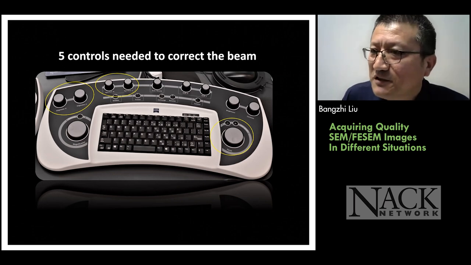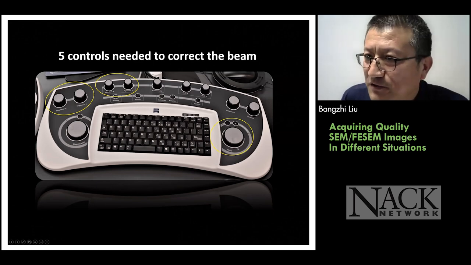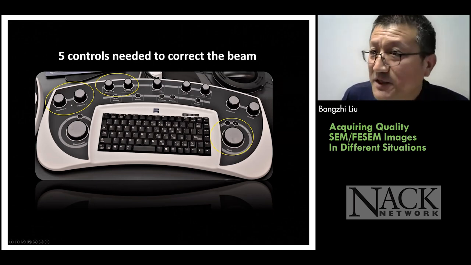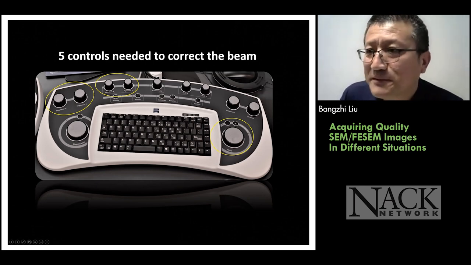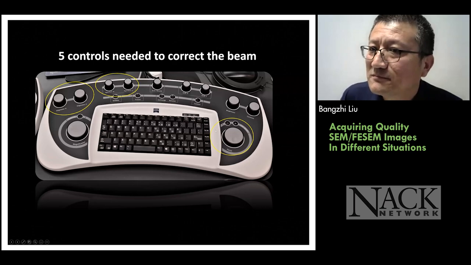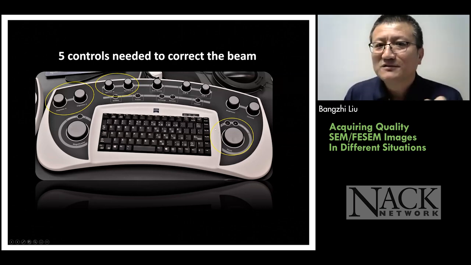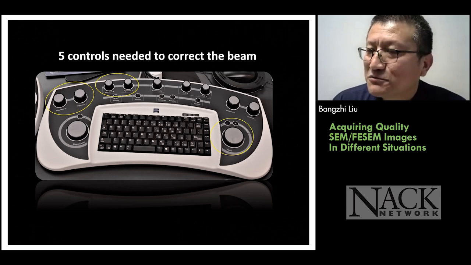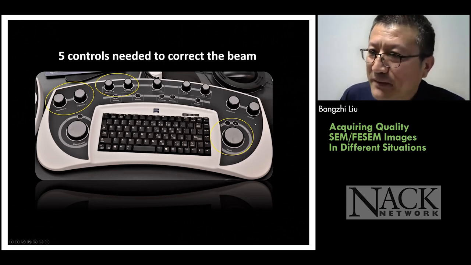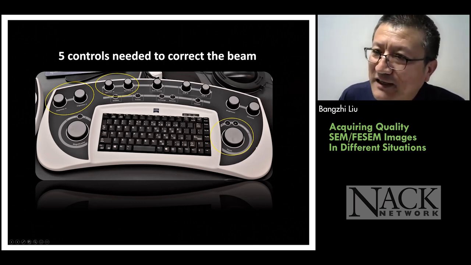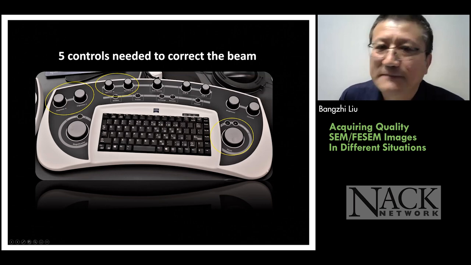When you're sitting in front of the SEM, it does not matter what SEM you have. If you can find where the focus is, where the stigmation is, where the alignment is, if you know these five controls, you should be able to run the SEM without problem. It's like driving. If you can drive one car, you know the controls, and you can drive almost any car. So if you know the basic principle, you should be able to run any SEM without any problem.